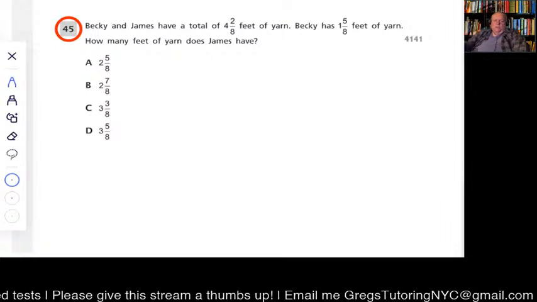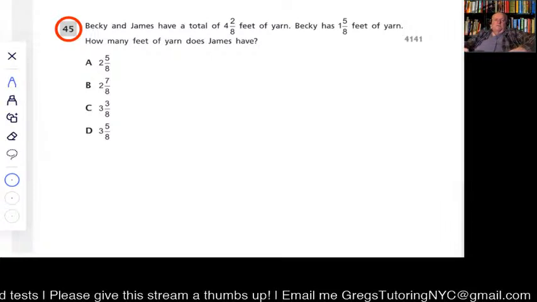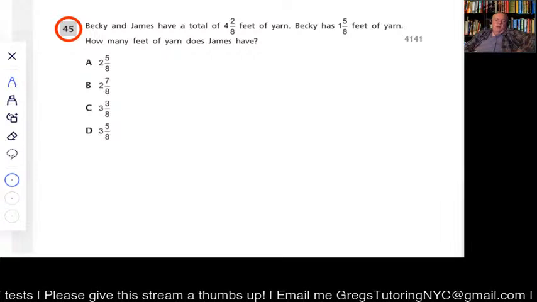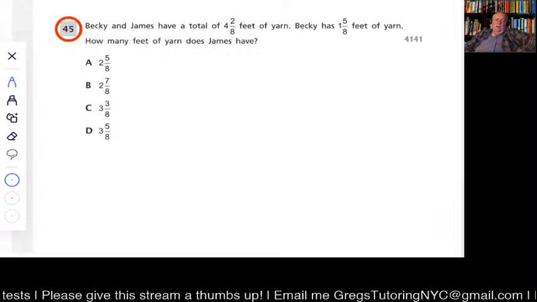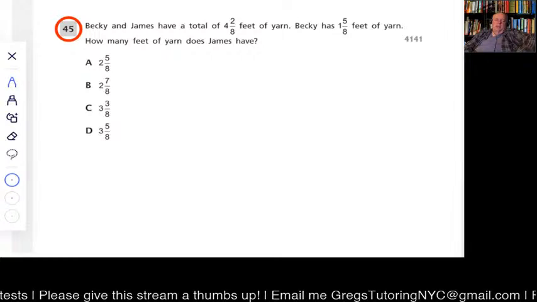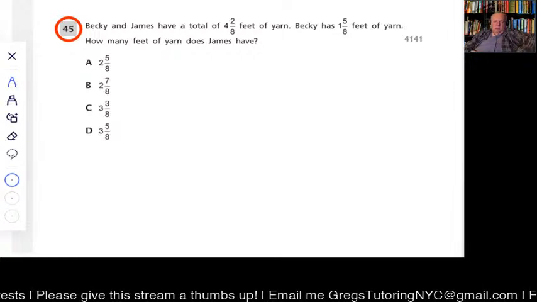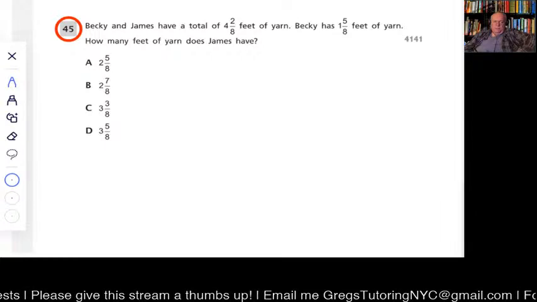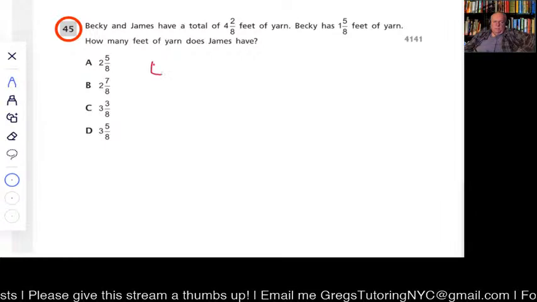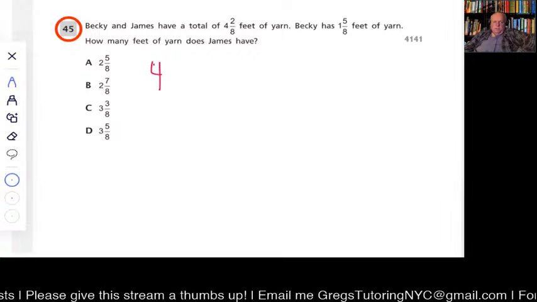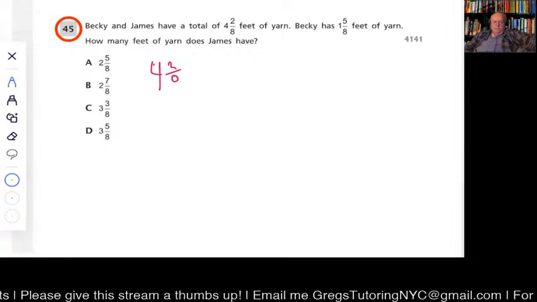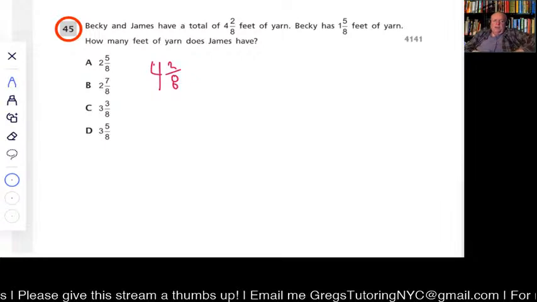So Becky and James have a total of 4 2/8 feet of yarn. Becky has 1 5/8 feet of yarn. How many feet of yarn does James have? So the total is 4 2/8. Okay, Becky has 1 5/8.